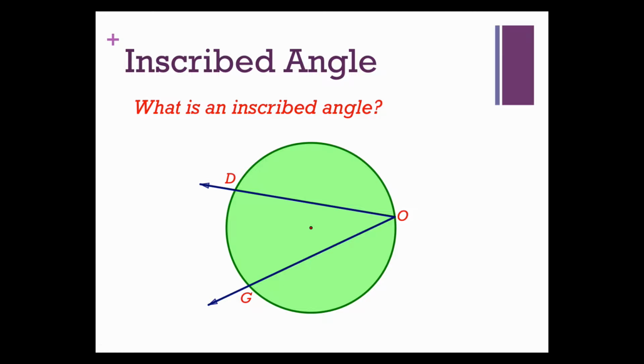What's an inscribed angle? An angle on the circle. What's on the circle? The vertex of the angle. So any angle with its vertex on the circle is an inscribed angle. Yes? Okay, let me click to the next slide and debate that point with you.